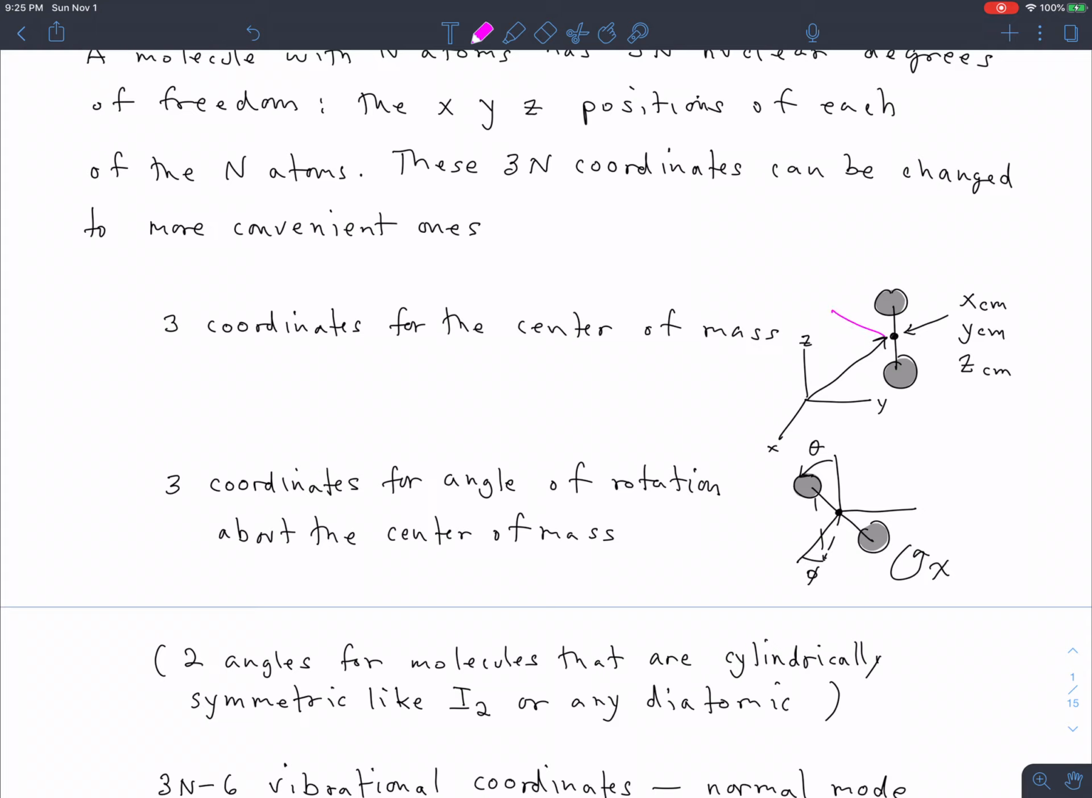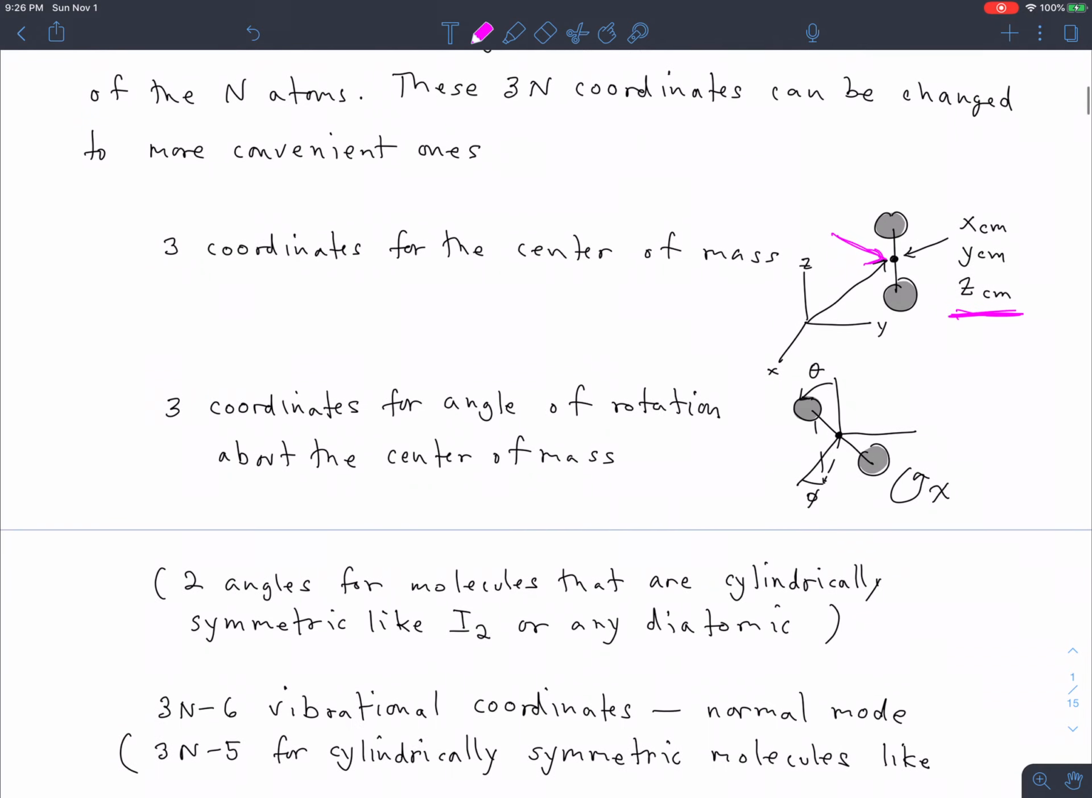There's a center of mass between the two atoms. In the case of I2, it's right dead center. In other molecules, it's not necessarily. In heteronuclear diatomics, it may be off-center. It generally will be off-center. And the position of that center of mass requires 3 coordinates to specify. So that's 3 degrees of freedom for the molecule.